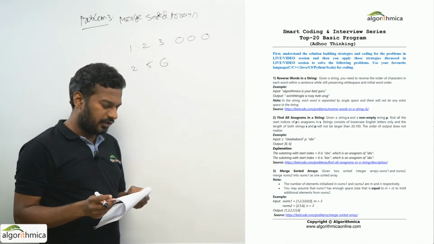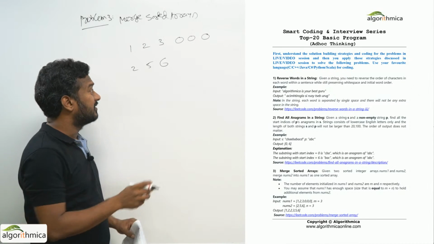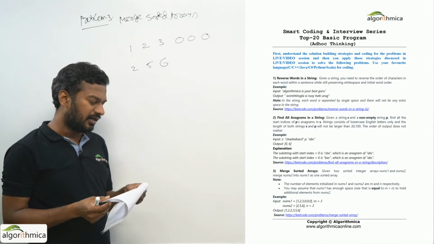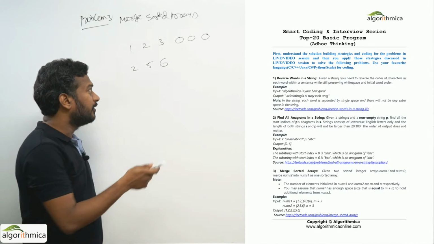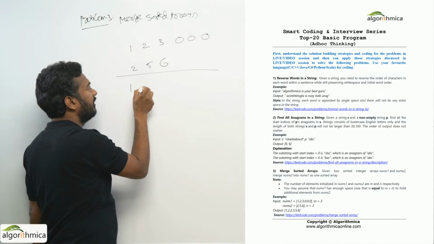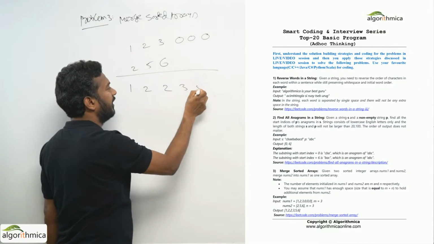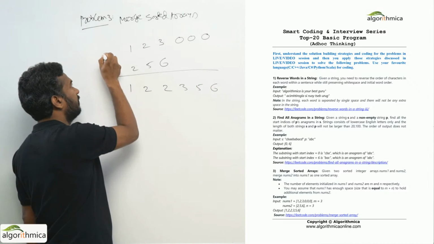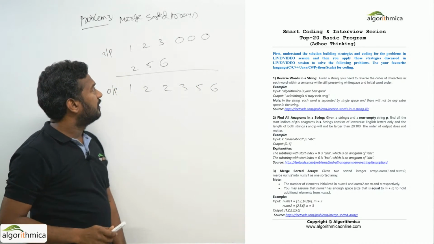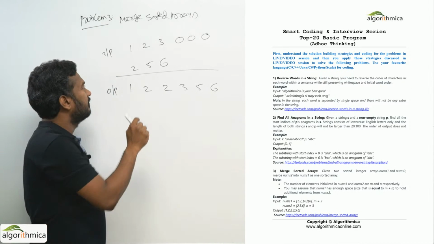You have to combine both of these into the starting array. That means the 3 zeros that are available, you must be able to fill them up. So the expected output is 1, 2, 2, 3, 5, 6. This is the input, and this is the output. Both are guaranteed to be sorted anyway.